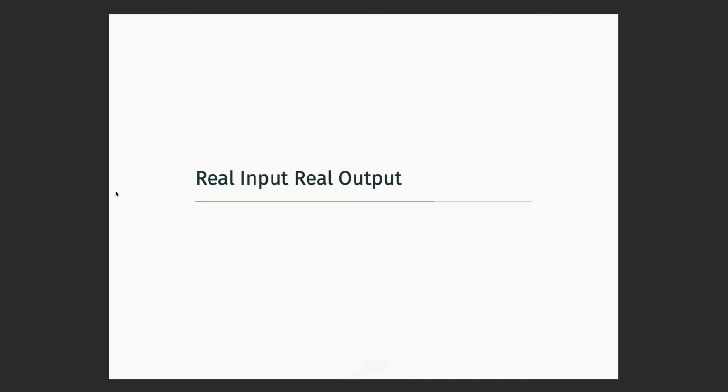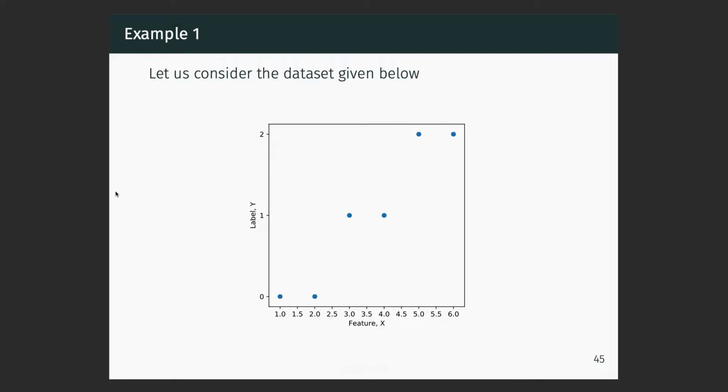is real and the output is also real. We'll be starting off again with a set of examples. Now the feature, you have a single feature x or the attribute x, and what you're predicting is y. Both of these are now real quantities, as you can see, right?